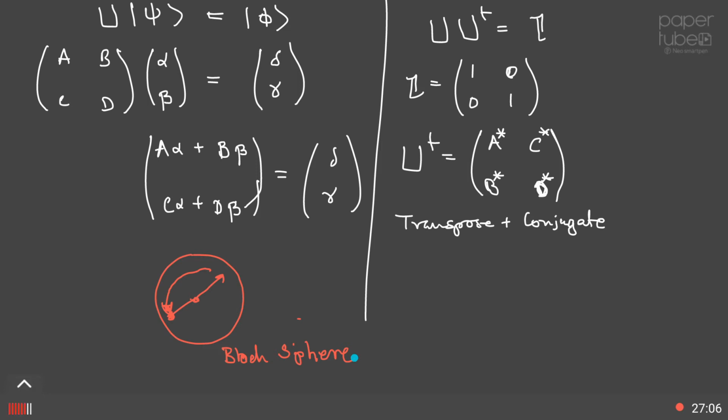Okay, so those are our unitaries. Now we're going to put the unitaries and states together to talk about what a quantum computer is, or what a quantum processor is.